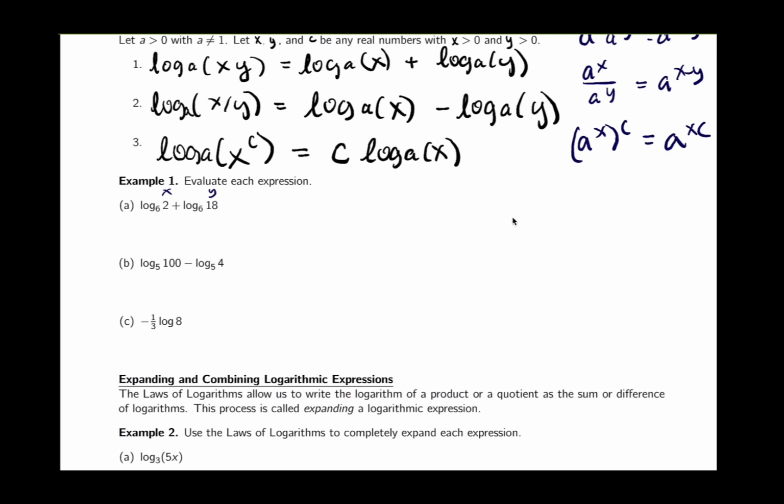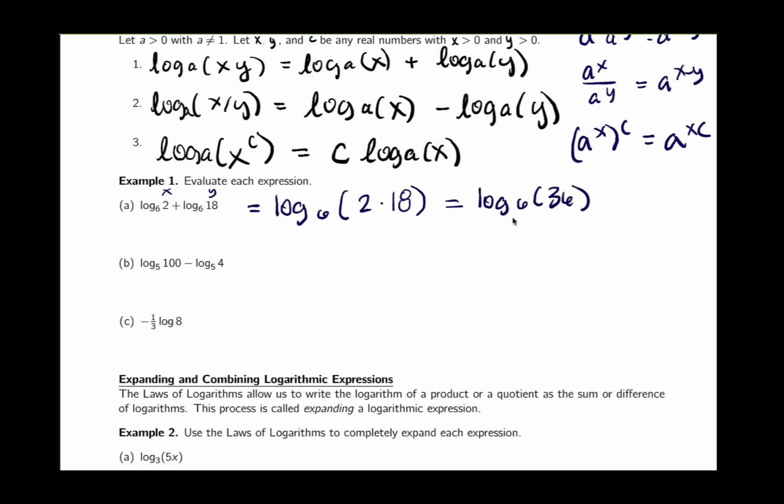So I could write this as 1 single logarithm. When I do that, I'm going to keep the base the same. And I can write this with 1 argument, 2 times 18 on the inside. If I further reduce this, I can write this as log base 6 of 36.